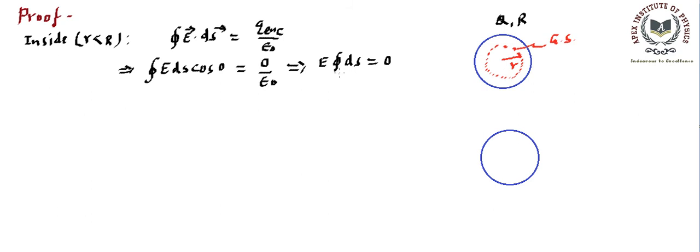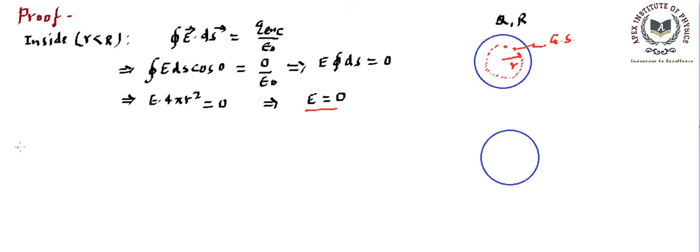Now this integration of ds is going to be the total surface area, so it becomes E into 4 pi r square equal to 0. From this expression we can conclude that 4 pi r square is non-zero, hence E must be 0. That means E is 0 at all the points inside this spherical shell. So that becomes one of the results that we have already listed. So that's the proof for the inside point.